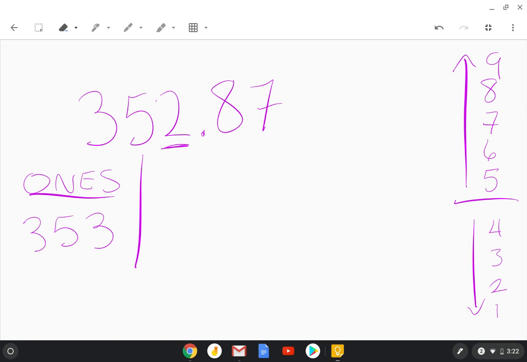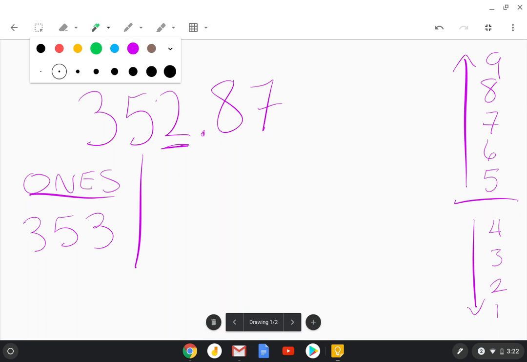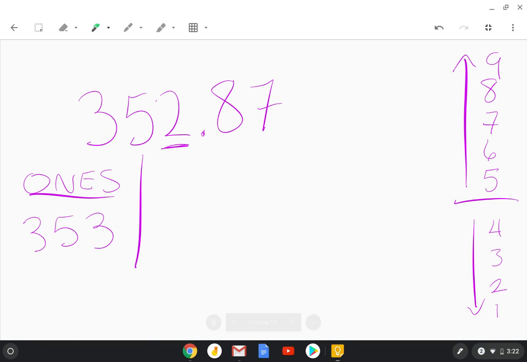Let me erase this 8. Now, what if I wanted to round to the tens? If I wanted to round to the tens, I'd look at the 2. Since the 2 is in this lower section, we're going to go down. In other words, this 5 is going to stay, this 2 is going to go away, and it's going to be 350.